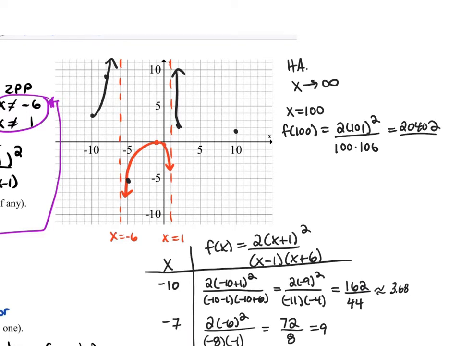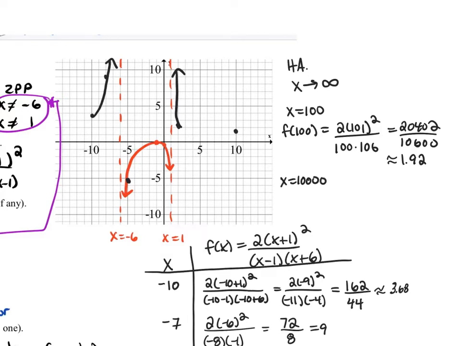20,402 over 10,600. And if I divide, I get about 1.92. A horizontal asymptote is only one number for a rational function, so I don't need to go the other way. Let's try bigger. Let's try 1,000. Actually, let's go even bigger.